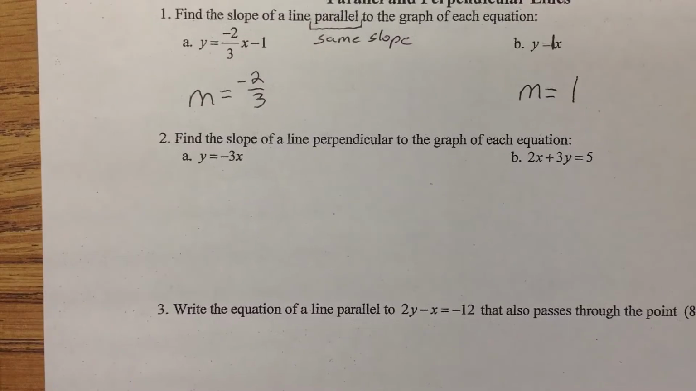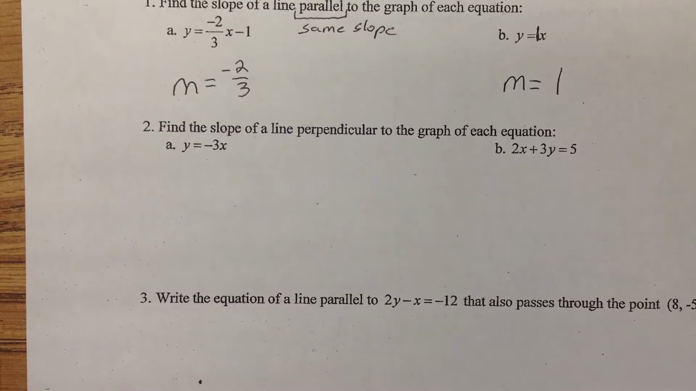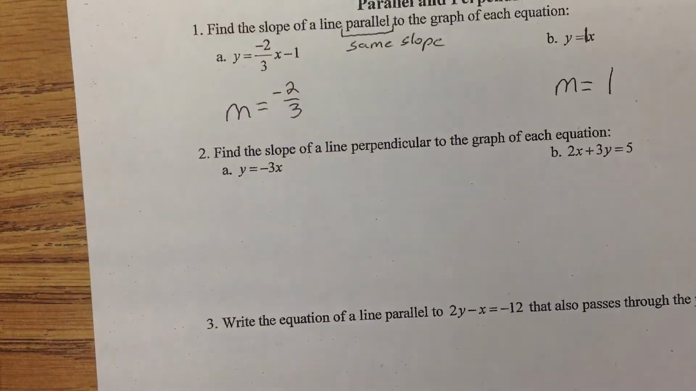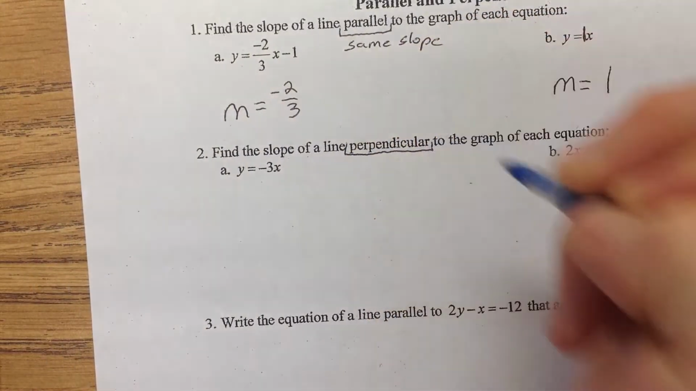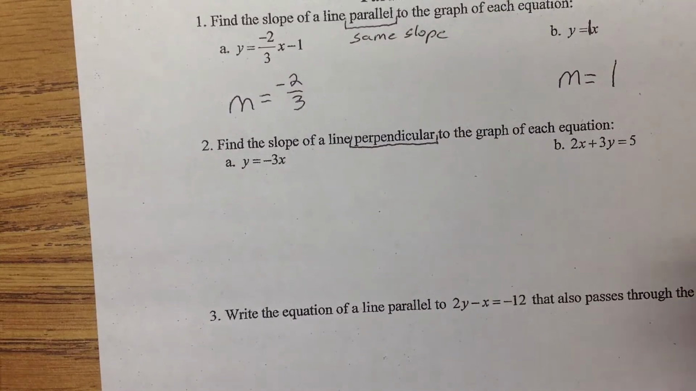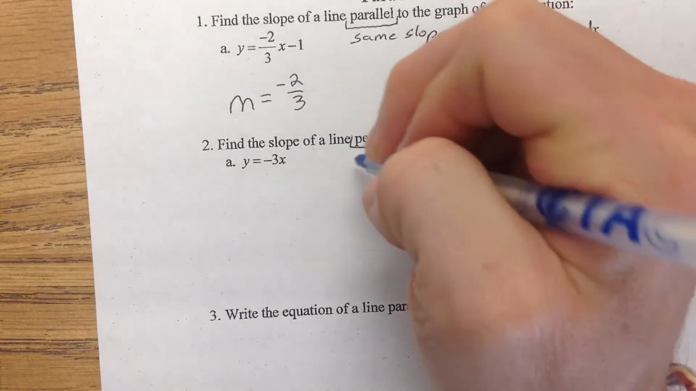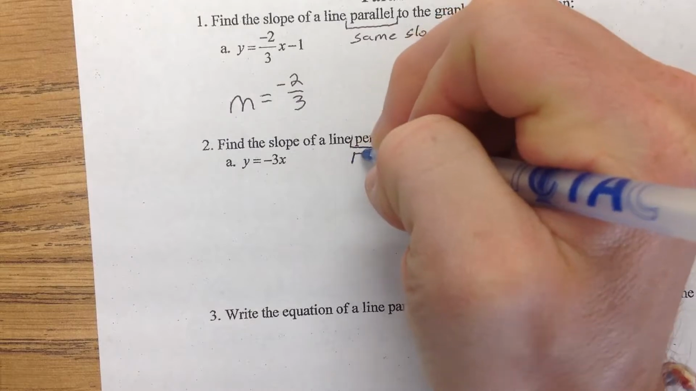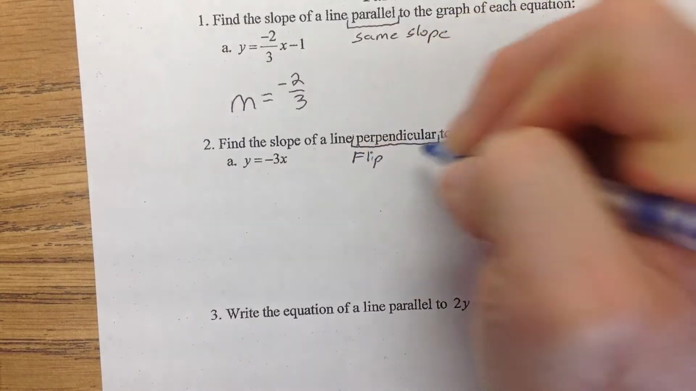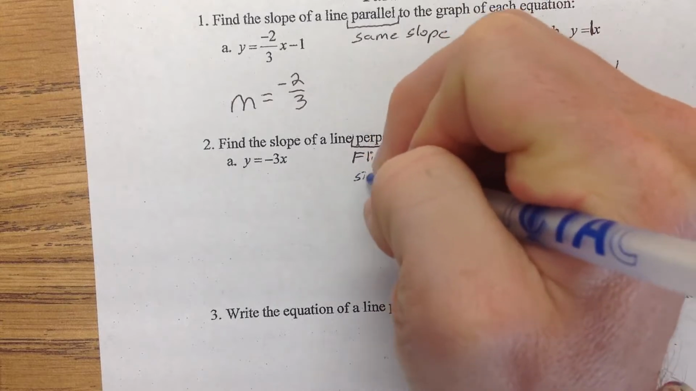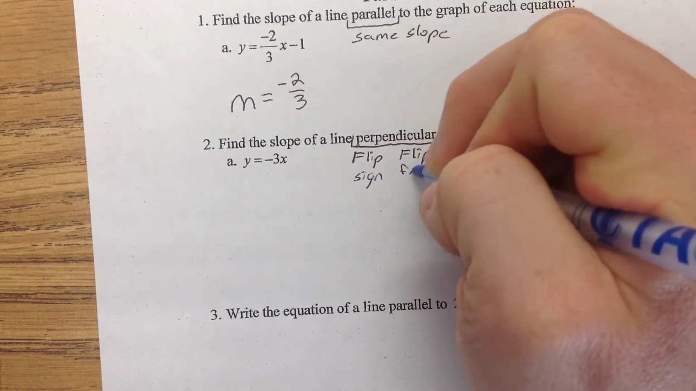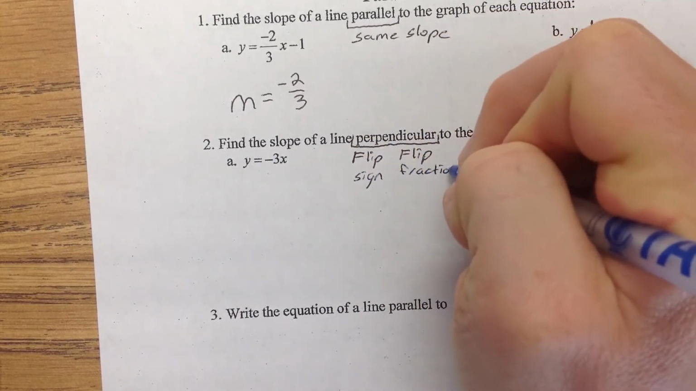Number 2 says, find the slope of a line perpendicular to the graph of each equation. Now, perpendicular is a little different. Perpendicular slopes are what we call negative reciprocals, which is just a fancy way of saying our flip that we've talked about in class, where you have to flip the sign and you have to flip the fraction.